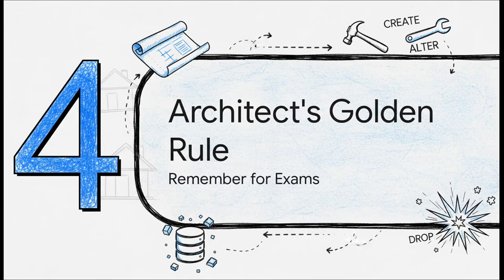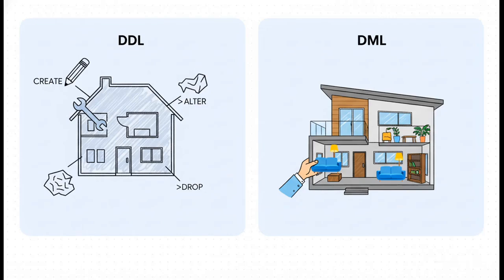Okay, so let's tie all of this together now. I want to give you what I call the architect's golden rule. If you're going to remember just one thing from this entire discussion, especially if you have exams or interviews coming up, this is it. The crucial difference you must always remember is this. DDL commands, the create, alter, drop we just talked about, they are all about the blueprint. They change the structure of your house.